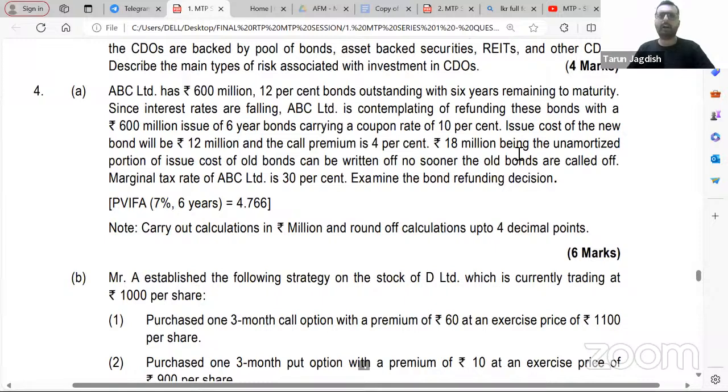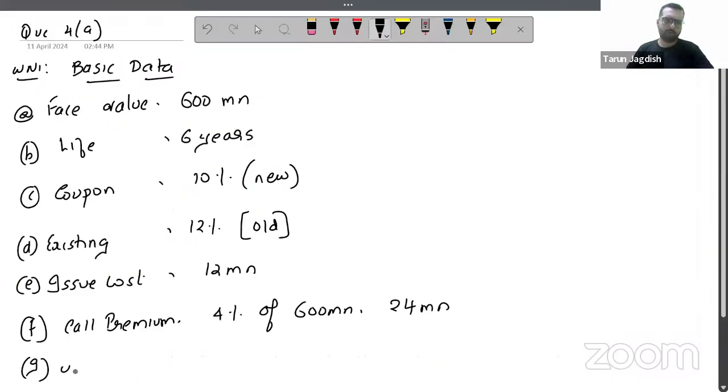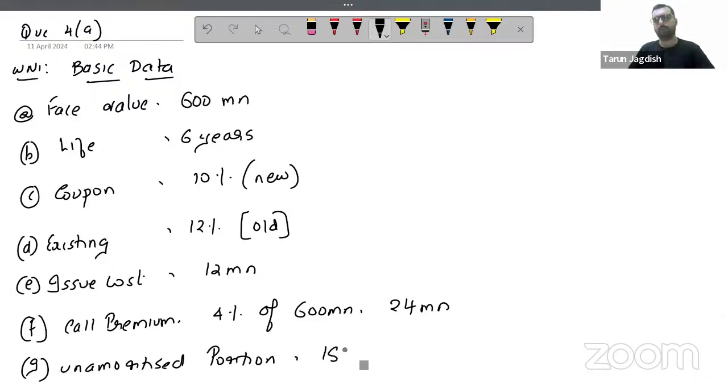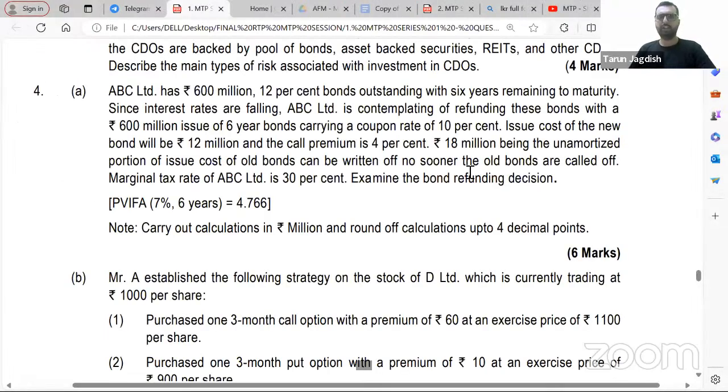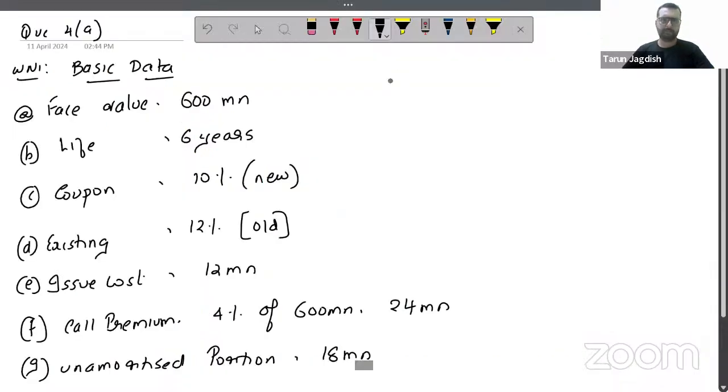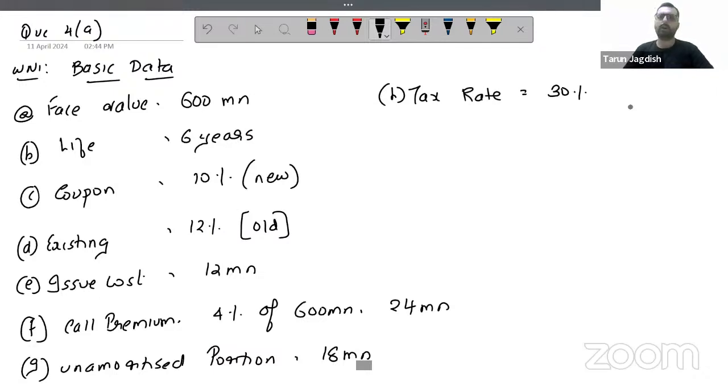18 million being unamortized portion of the old bond. So I'll write down unamortized portion is equal to how much? 18 million. The numbers have been changed. They will be written off the moment you are refunding the bond. Tax rate is 30%. Here you have tax rate as 30%. So they are asking you whether I should refund the bond, yes or no.